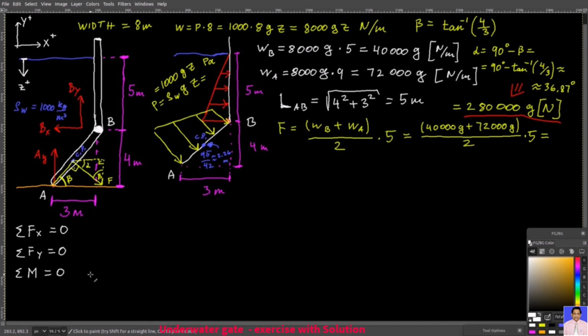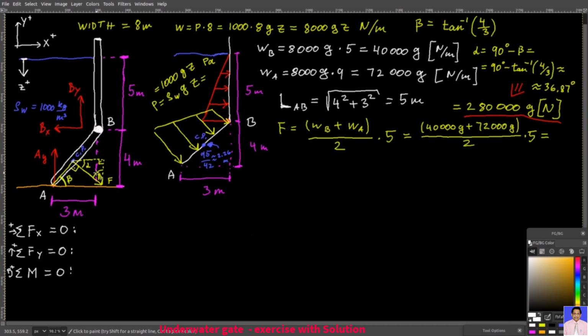So you can just choose that point. I choose point B. Then I don't have to calculate moments for Bx nor By, because there is no moment arm. These are called the equilibrium equations, and we can use them to find these reaction forces.